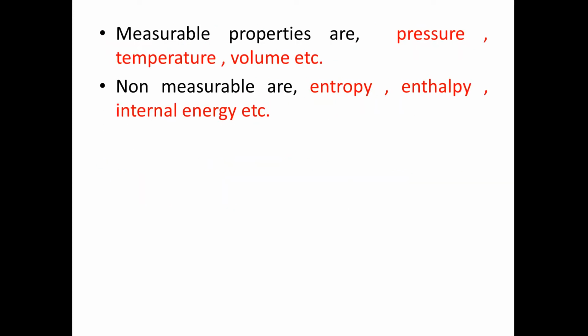So what are the measurable properties and what are the non-measurable properties? Measurable properties are pressure, temperature, volume, etc. We can easily measure those properties, whereas the non-measurable properties are entropy, enthalpy, internal energy, etc., which we are going to define in thermodynamics, and how we can find those properties, various kinds of charts which will be helpful for us, we will see further.